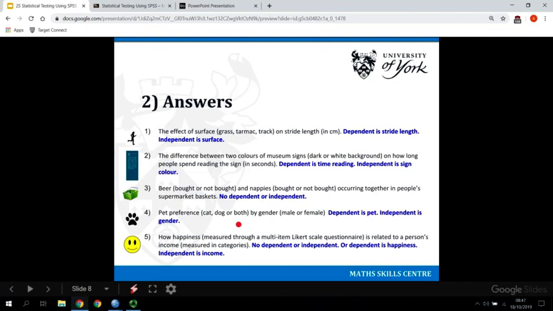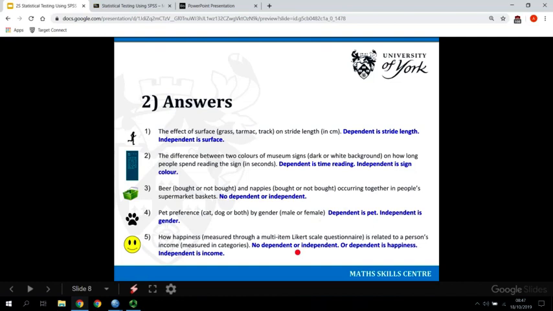We've got another example here where we've got 2 variables. One's people's pet preferences. Let's just say we ask people whether they prefer cats, dogs or both, and then we ask them whether they are male or female. So the dependent here is the pet and the independent is the gender. And that's because we're hypothesizing that gender affects your pet preference. Therefore, your pet preference is dependent on the gender. So pet is dependent.